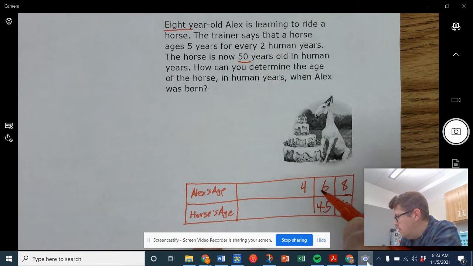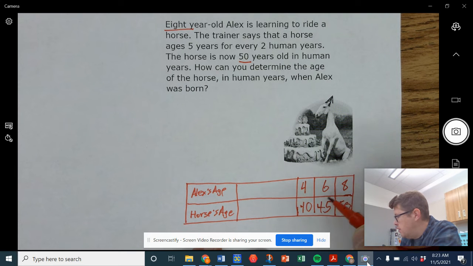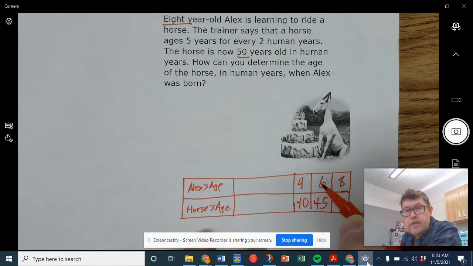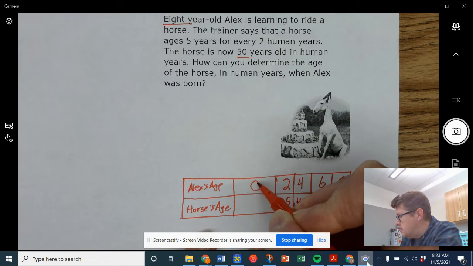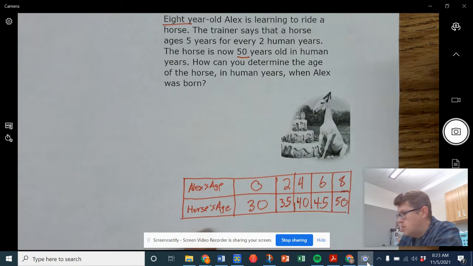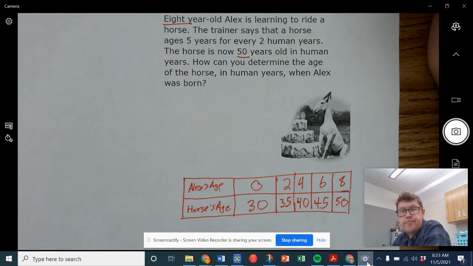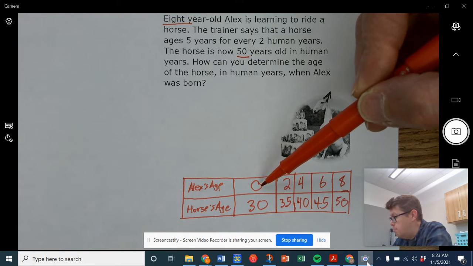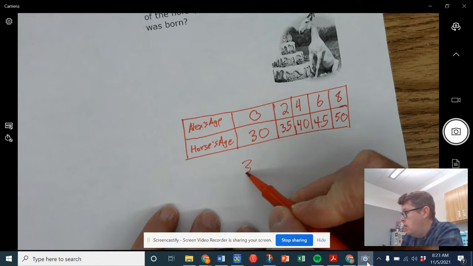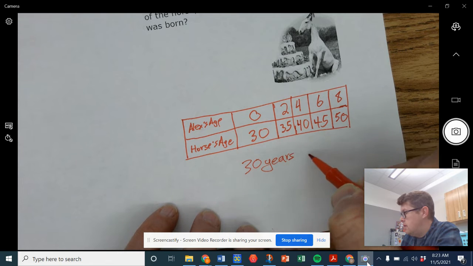Then we go down to 4 and then 40, right? As we subtract 2 on Alex's age, we subtract 5 on the horse's age. Then we get to 2, and the horse was 40. Subtract 5 there is 35. And when we get to Alex's 0, we subtract 5 and we get to the horse was 30. Excuse me. So the age of the horse in human years when Alex was born is 30 years.